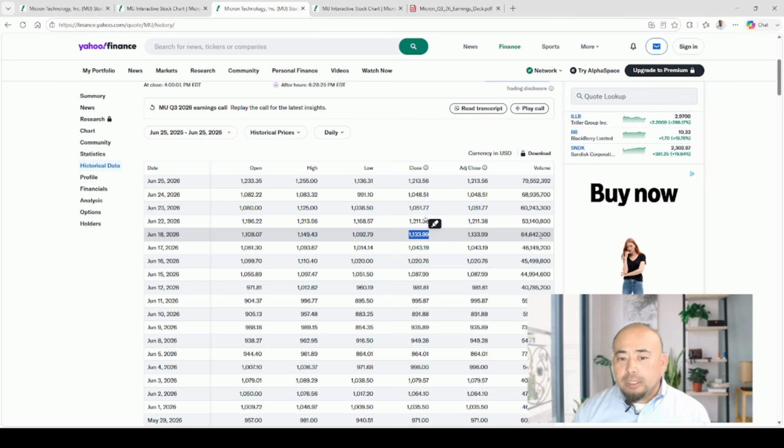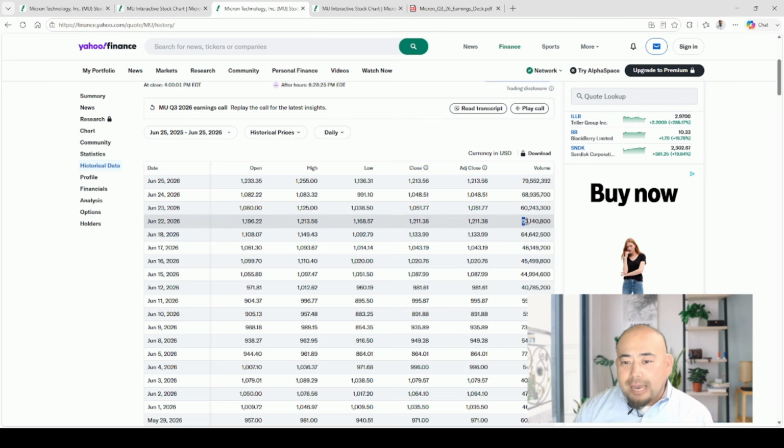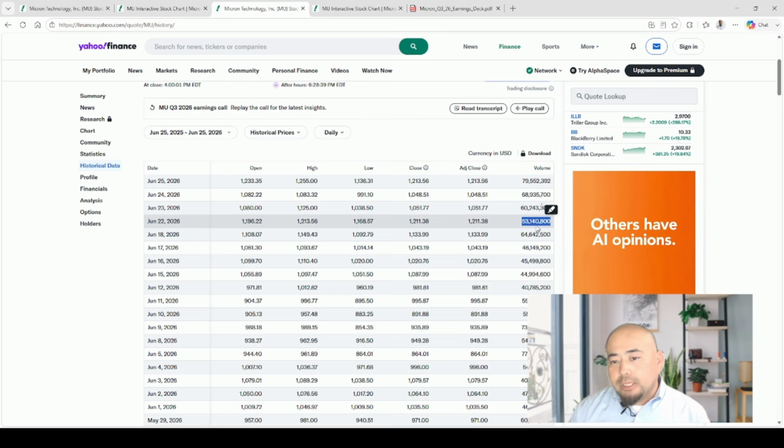Now, if you take a look, we've got the day after, or the next trading day, the 22nd, we've got 53 million in volume. However, the close still jumped up a good amount. So lower volume than the last trading day, but it still jumped up a little bit.